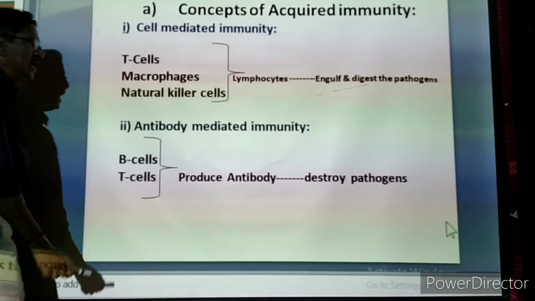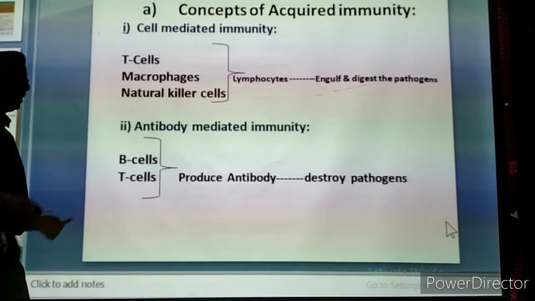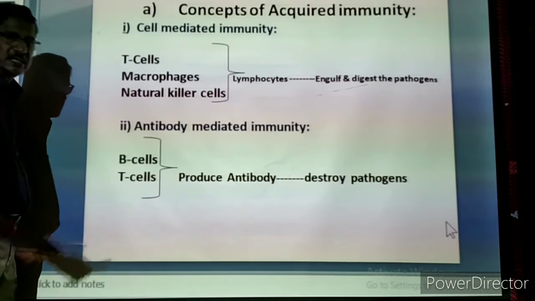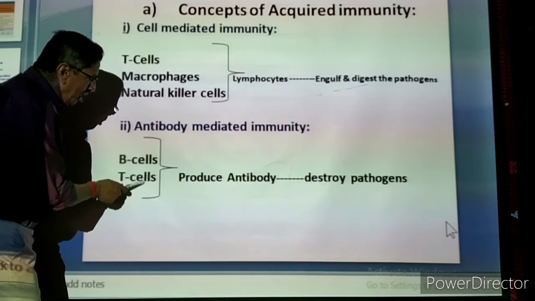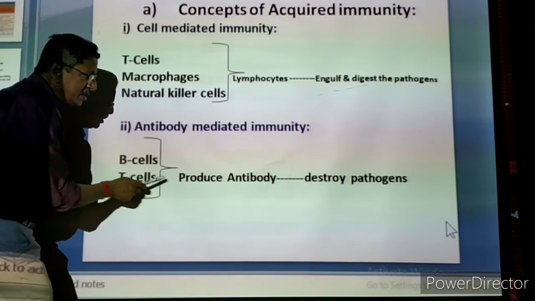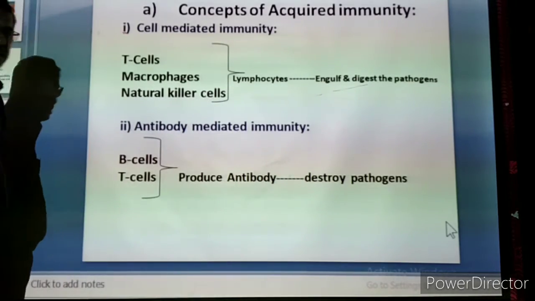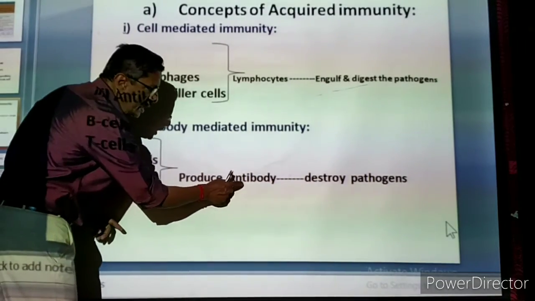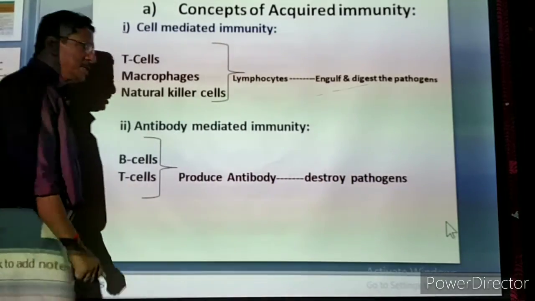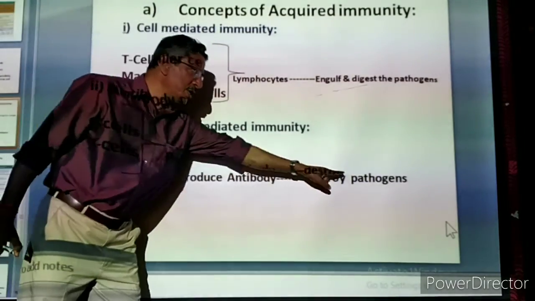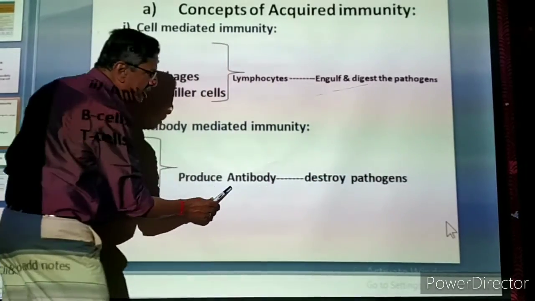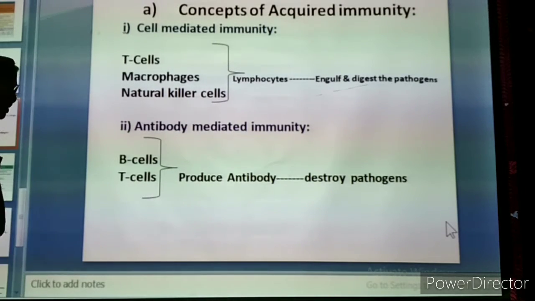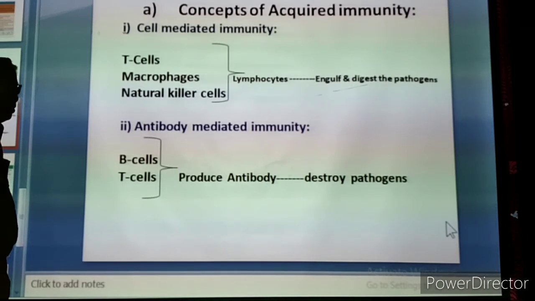Second one, we are coming to antibody-mediated immunity. Within brackets you can write the abbreviation AMI, antibody-mediated immunity. Now in this type of immunity, two types of white blood cells are involved: B cells and T cells. They multiply rapidly when the microorganisms enter. They produce one special chemical that is called an antibody. But the cells are not attacking the pathogen directly like the previous one. They produce a new chemical, the antibody, and this new chemical destroys the pathogen. So only the chemical antibody is destroying the pathogen. The pathogen is the antigen. So the antibody is destroying this antigen. Since it is a chemical, we call it antibody-mediated immunity. It is the second concept of acquired immunity.